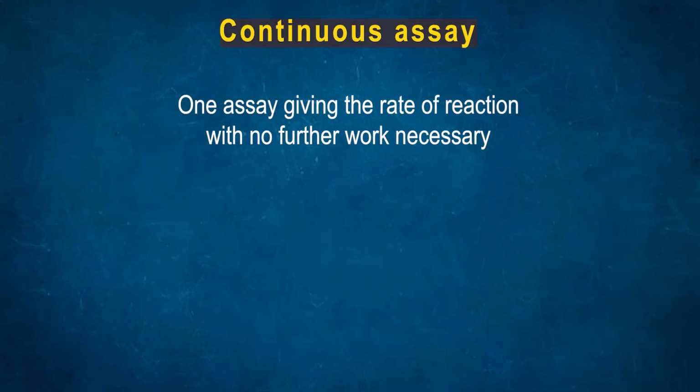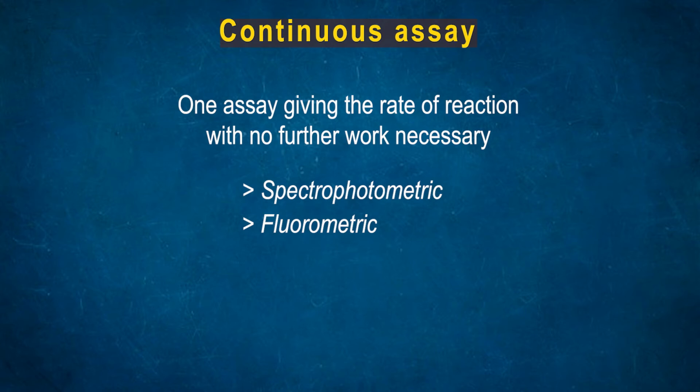Now, first I will talk about the continuous assay. It is an assay which gives the rate of reaction with no further work necessary. Continuously the activity or rate of reaction can be monitored. It may be spectrophotometric or fluorometric. The sample can be prepared and fixed, and absorbance can be monitored at a specific wavelength. Spectrofluorometric study is more specific than spectrophotometric study.